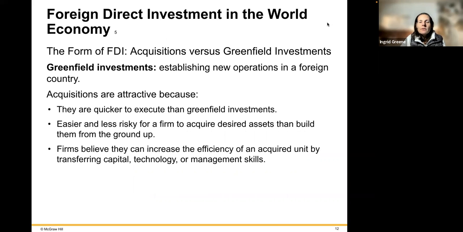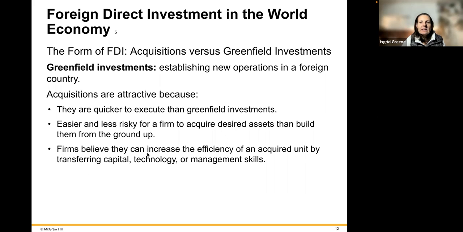Forms of FDI: acquisitions versus what are called greenfield investments. What is a greenfield investment? It's establishing new operations in a foreign country. Acquisitions, though, are attractive because they are quicker to execute than greenfield investments, which have to start from scratch. They're easier and less risky for a firm than building from the ground up.